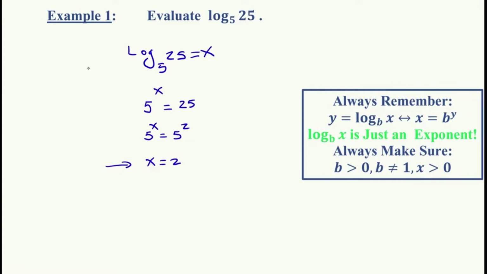Now, notice that the reasoning that we had in the beginning yielded the same result. So always be aware of the fact that the logarithm base 5 of 25 is just that exponent that you have to raise 5 to the power of to get 25. And that will always make this very simple for you. Just remember, logs are just exponents.